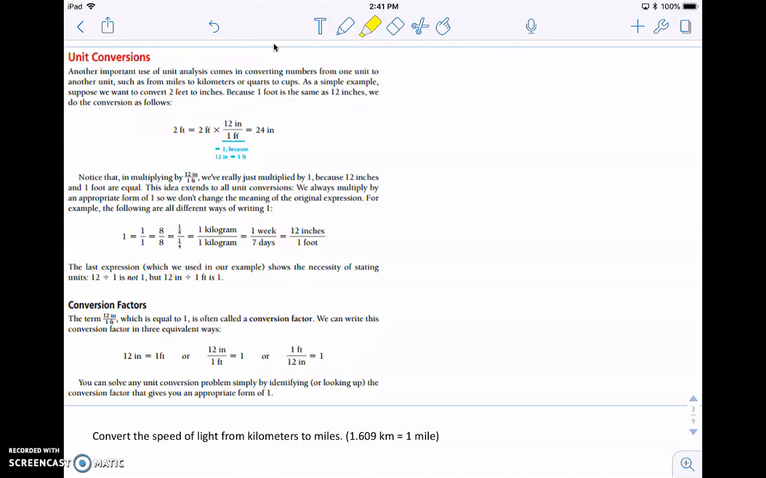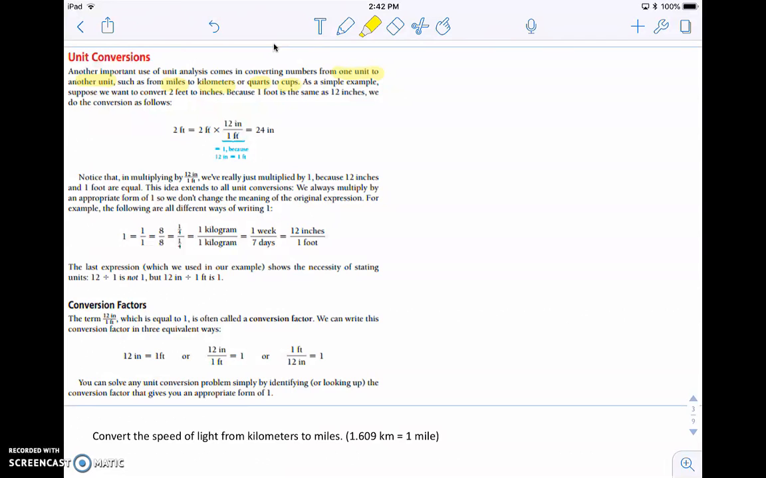What we're going to do now is look more in depth at this idea of unit conversions, because we converted years into seconds, but sometimes we'll be converting from one unit to another, such as going from miles to kilometers or quarts to cups, and we need a strategy so that we're able to do this for any unit that we want to convert.